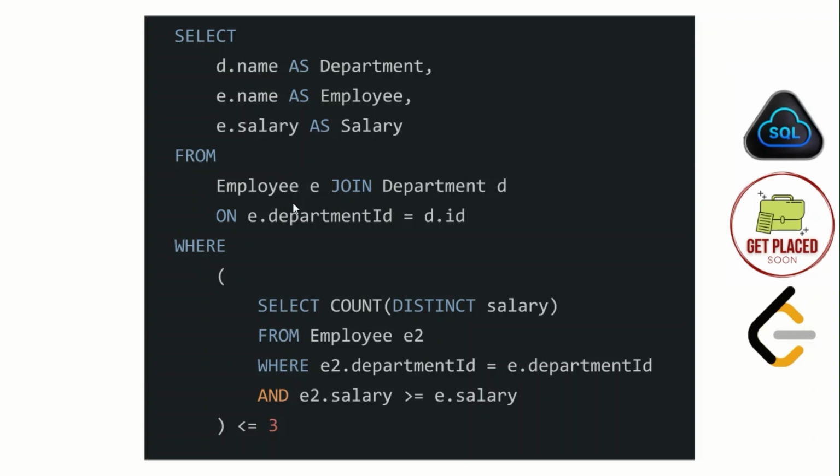Now comes the where clause. We are supposed to figure out the top 3 earning salary people, right? To get that, we are going to write a subquery to determine if an employee's salary is within the top 3 salaries of the department or not. To figure that out, we just count the number of unique salary values present.